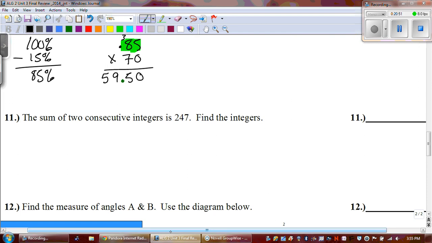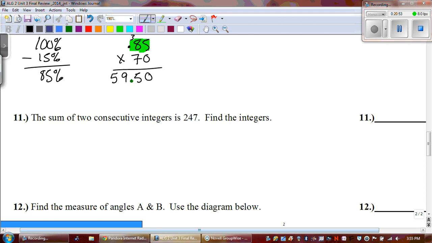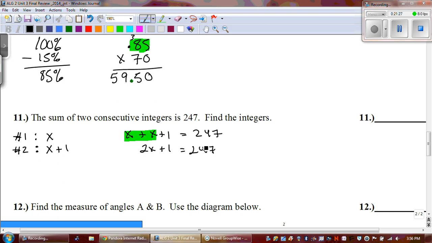Okay, a couple more. Number 11. We have the sum of 2 consecutive integers, which means you have 2 numbers. If your first number is x, the number right after it is going to be x plus 1. We've talked about that a lot in class. So we set those two equal to 247. Combine your like terms, which is 2x plus 1 equals 247. And then we solve for x.